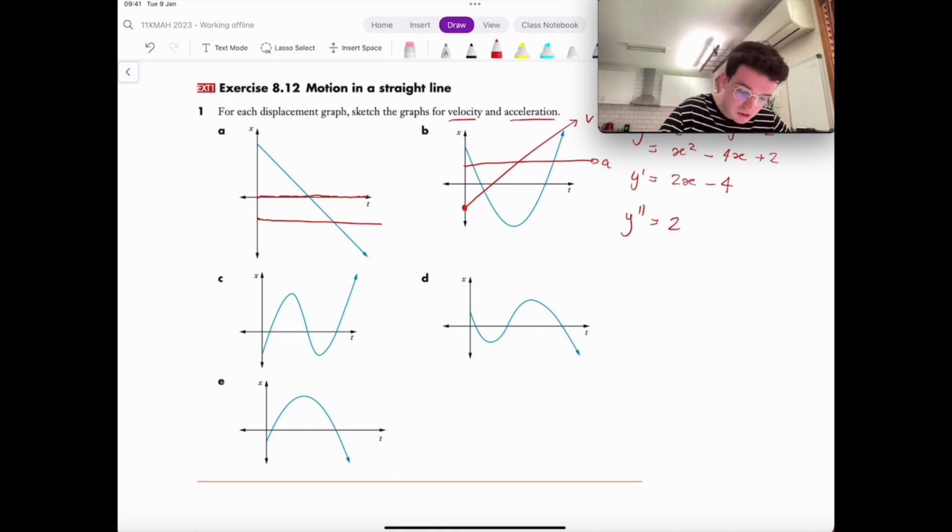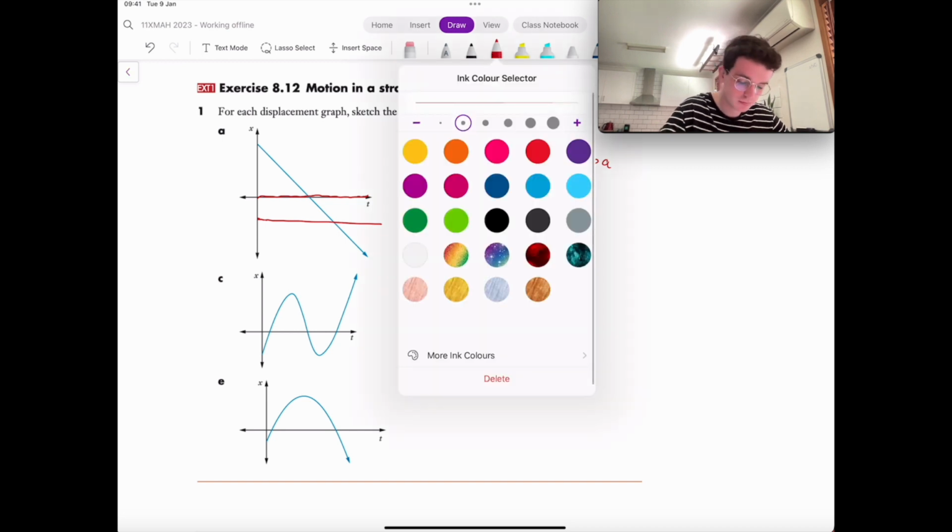So it's important to consider these functions as actual graphs, what happens when I differentiate them, and what that does to my graph.